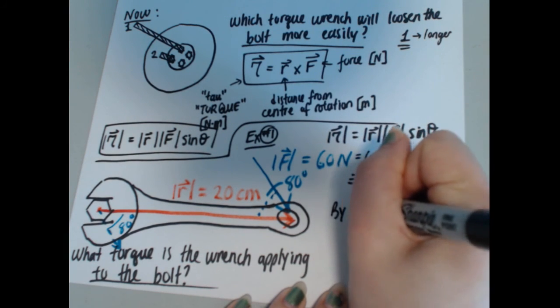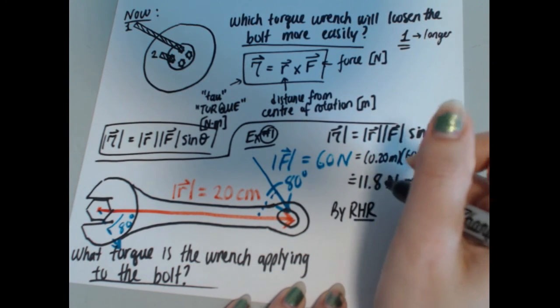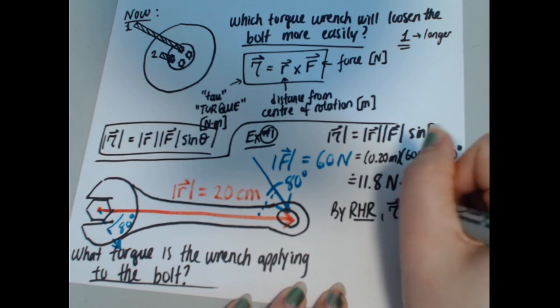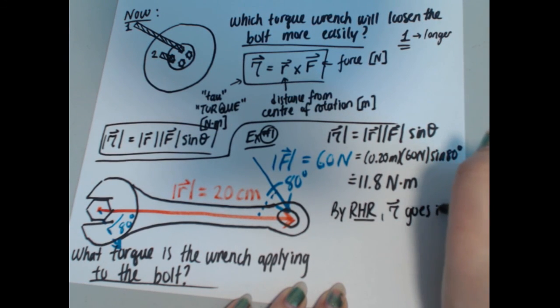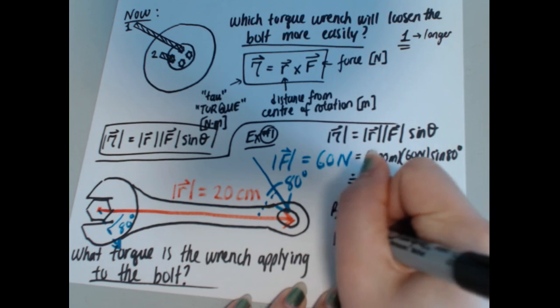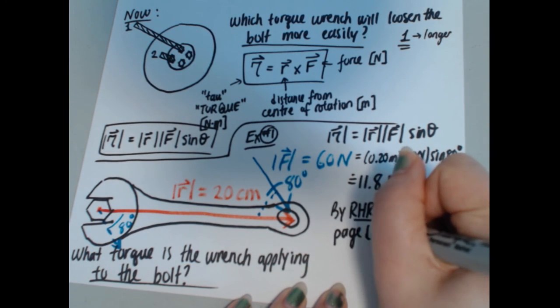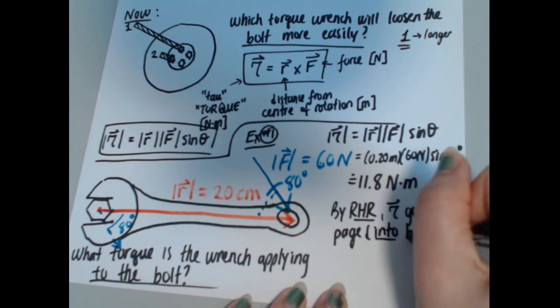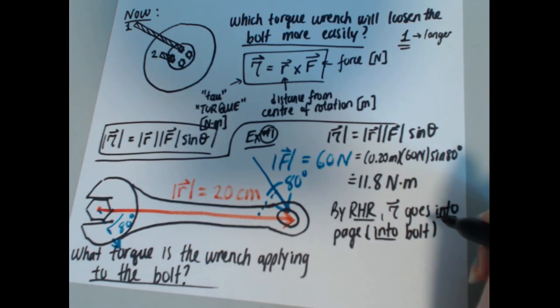So by RHR, remember this is the abbreviation for right hand rule, tau goes into the page, or in this case, the torque goes into the bolt. I hope that makes sense.